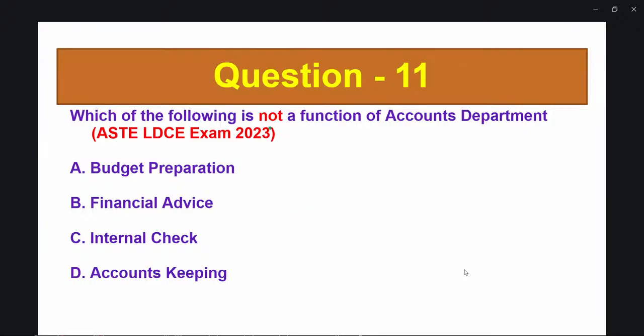Which of the following is not a function? Please check this. The word 'not' is very, very important because it decides your answer. That means the other three are functions of the accounts department, and one item is not a function of the accounts department. This is AST, LDC exam.